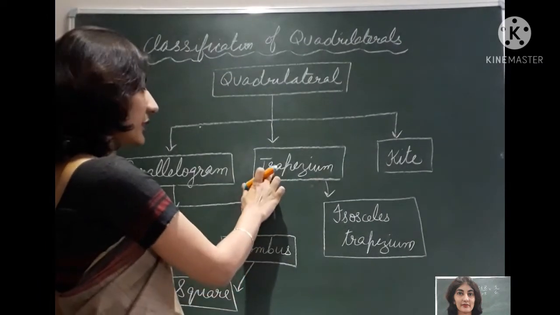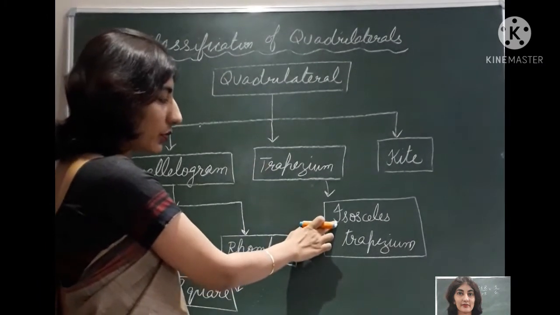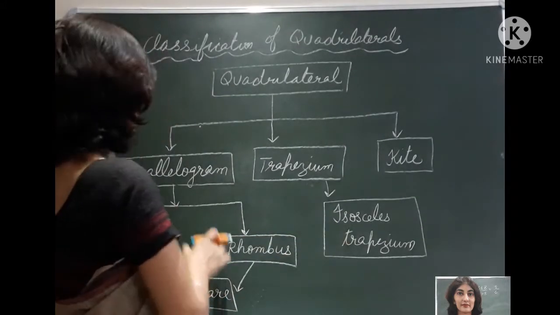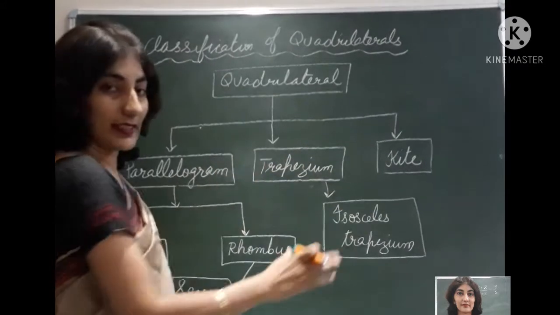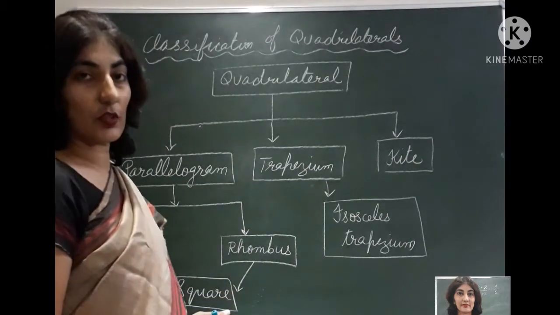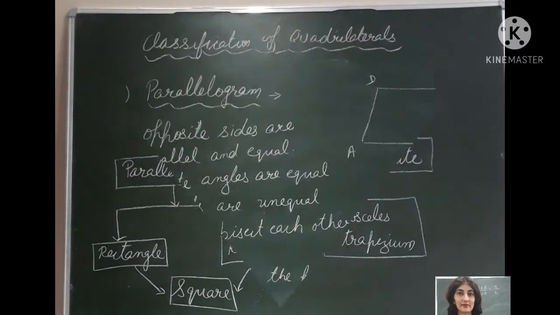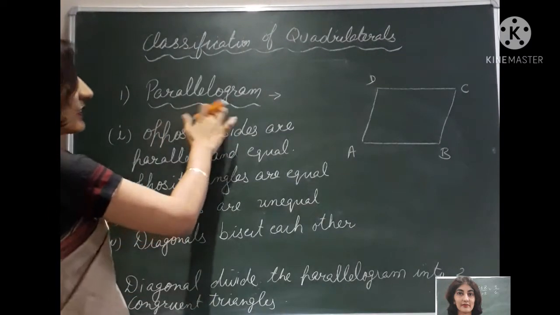Then trapezium. One more type of trapezium we have, that is isosceles trapezium. Now one by one I will take these quadrilaterals and we will write the properties of the quadrilaterals and learn about them. The first quadrilateral which I have taken is parallelogram.